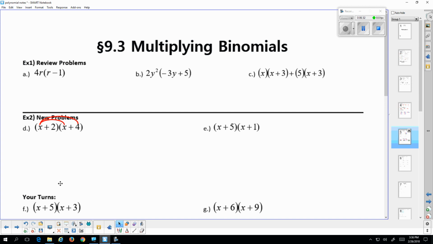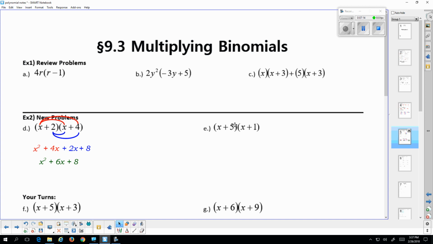So x times x, what's that going to give you? It's going to give me x squared, and then x times 4 is 4x. Now I'm going to distribute the 2. I'm going to do 2 times x and 2 times 4. What's 2 times x going to give me? It's going to be 2x, and then 2 times 4 is 8. And now let's clean this up. Do you see any like terms that you can combine? You can combine the 4x and the 2x, and that gives you 6x, because 4 plus 2 is 6. Everything else stays the same.